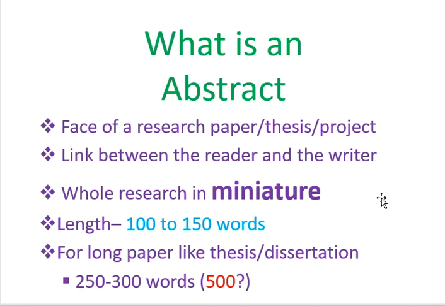What is an abstract? An abstract comes at the very beginning of a research paper or thesis or a project proposal. It links the readers with the writer, so the rapport between the readers and the writer is built up through an abstract. An abstract can be called a brief summary of the whole paper, but it should be a very disciplined one, and it represents the whole research paper in miniature.